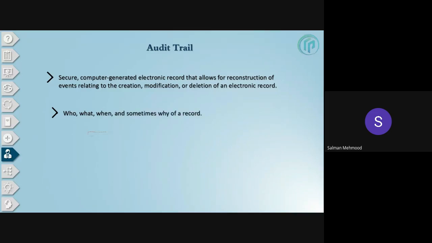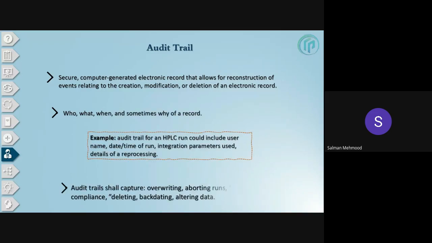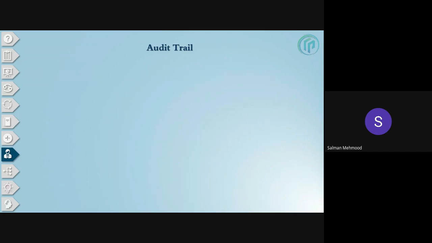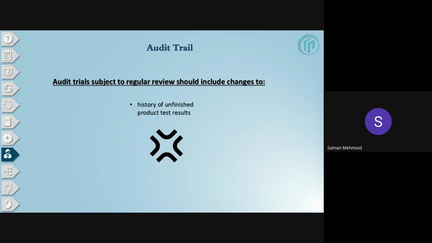Audit trail. In an electronic system, an audit trail is just like a CCTV camera for data. So it records who changed what, when, and why. If HPLC data is reprocessed without any justification, then the audit trail exposes it. So this is furthermore about the audit trail.